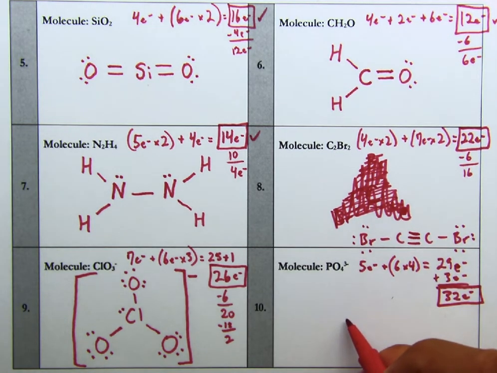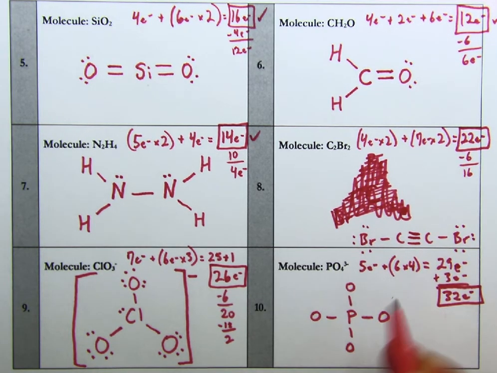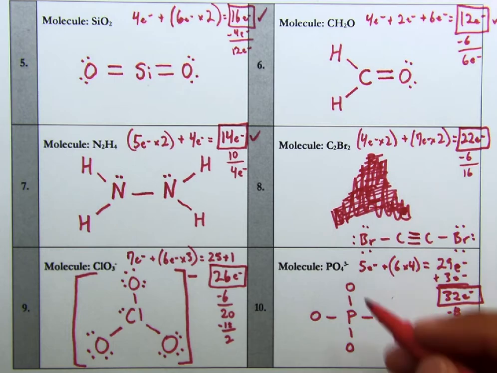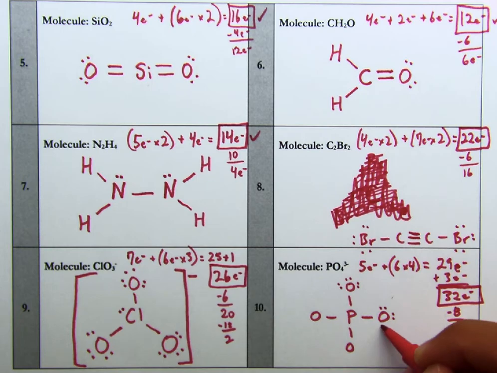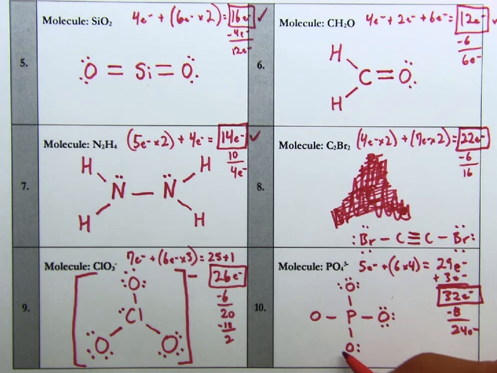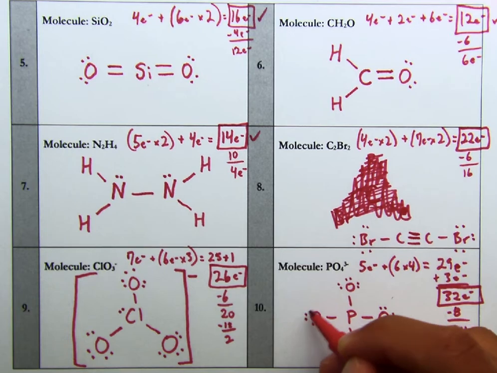So we're going to have P, we're going to have O, O, O, and O. Connect them using single bonds. Each bond is 2 electrons, so we've used up 8 of the 32, and we have 24 left. And hopefully you recognize there are 4 oxygens. We could put 6 on each of them, and 6 times 4 is 24. That will work out perfectly.